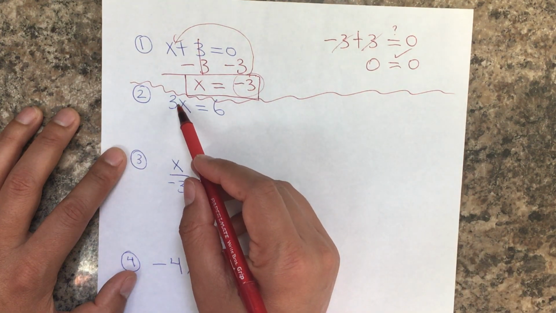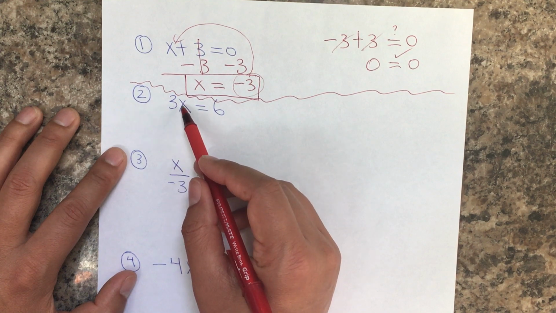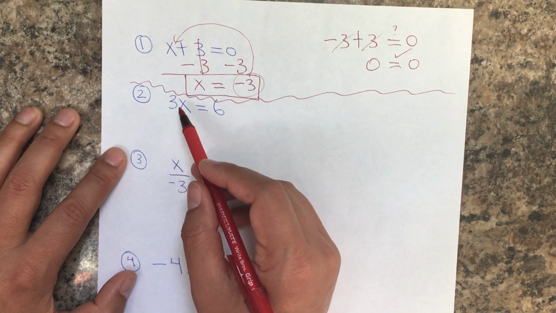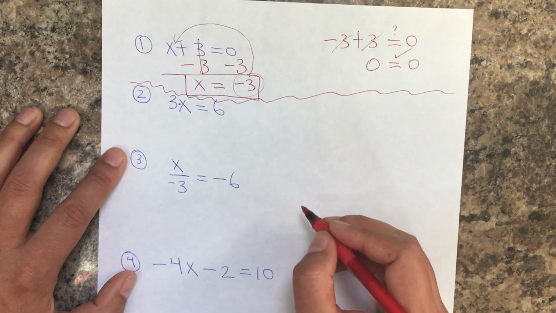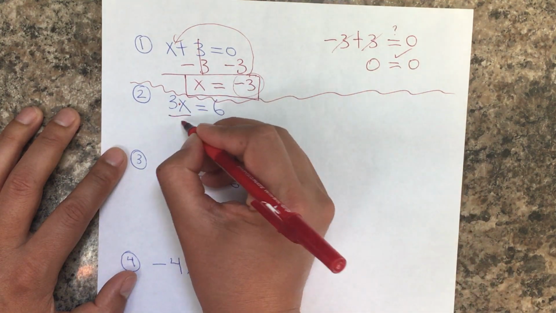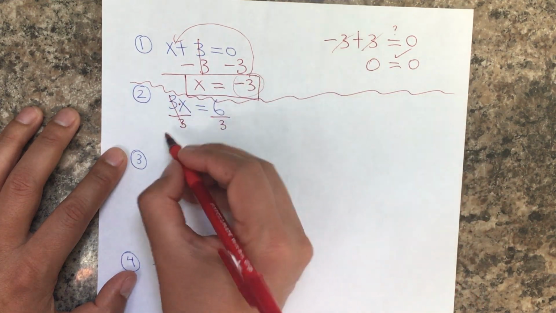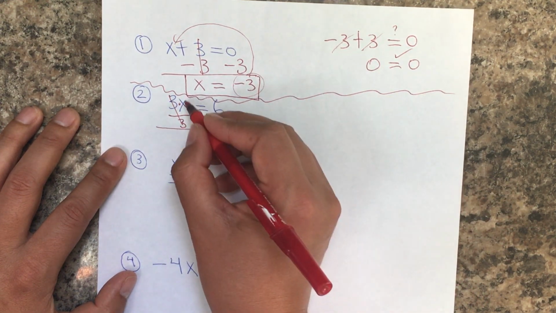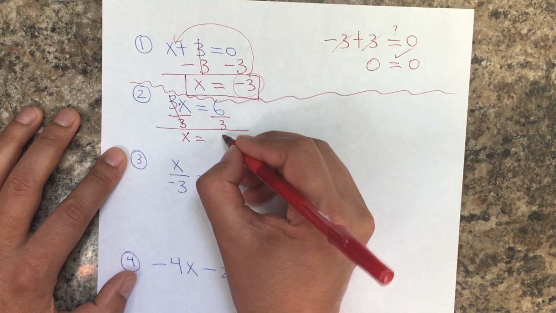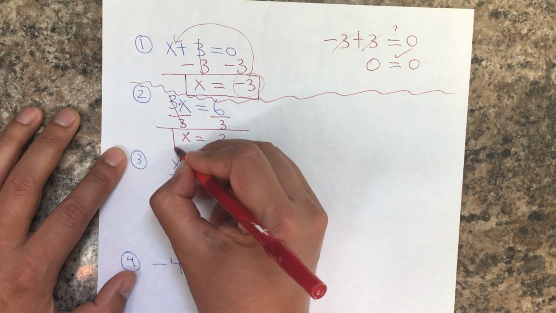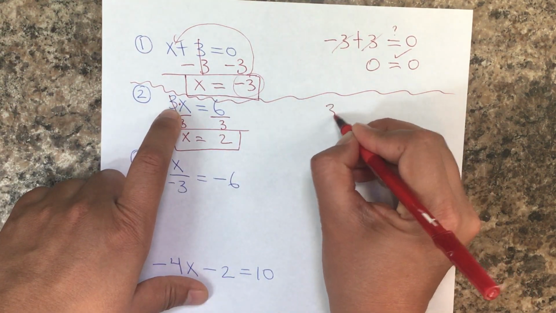The next one says 3 times, if there is nothing in the middle of a number and a variable, that means multiplication. So 3 times x equals 6. What's the opposite of multiplication? Division. So we divide by 3 both sides, and the answer is x on this side. 6 divided by 3 is 2. So that's the answer.